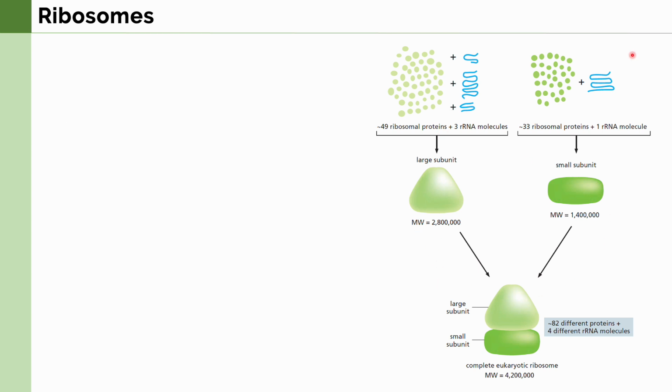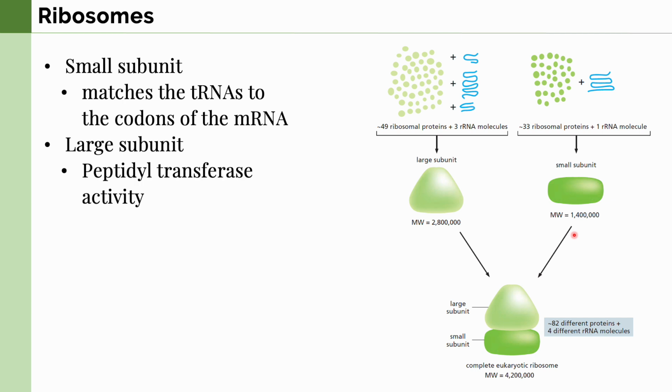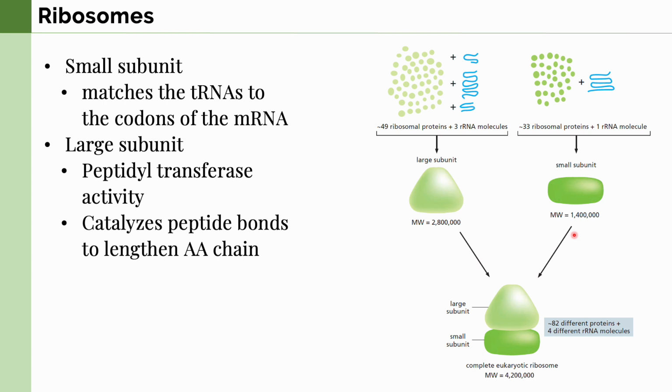Another thing we can observe in this figure is that the ribosome is actually composed of two units. We have the small subunit, which we can see here, and this subunit has the job of matching the tRNA to the codons in the mRNA. Then we have the large subunit, whose job it is to have peptidyl transferase activity. This means that it can catalyze the peptide bonds that are used to lengthen the amino acid chain.